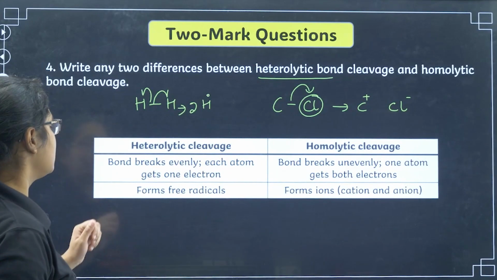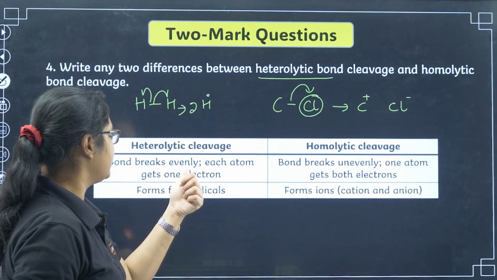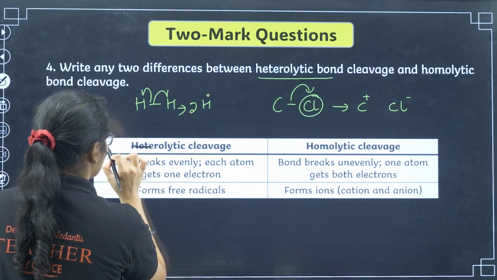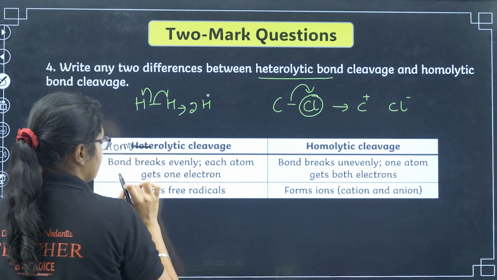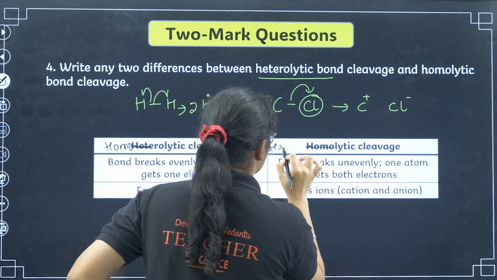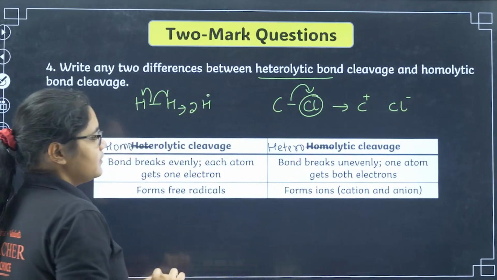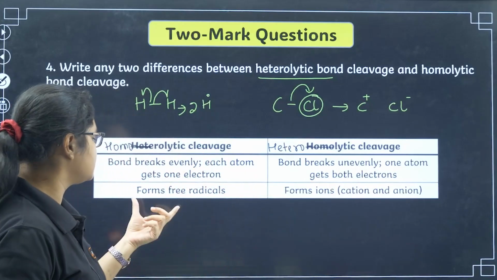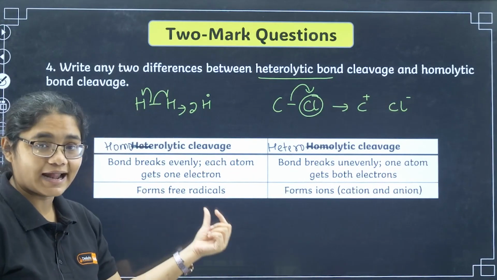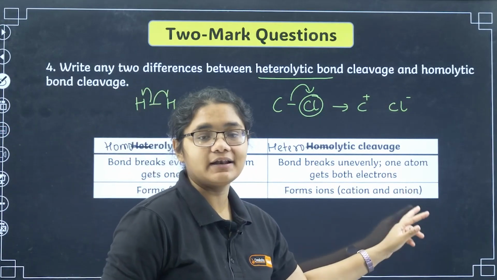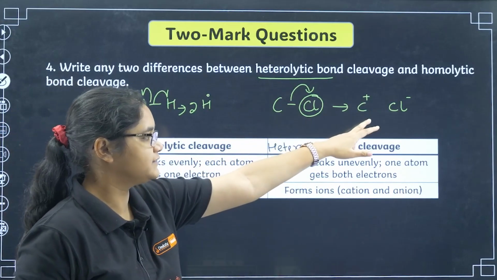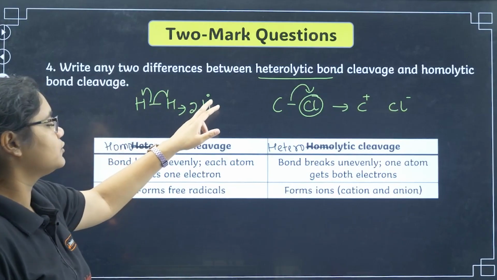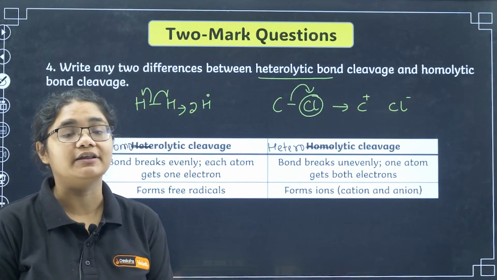Okay, so what are the points here? Bond breaks evenly, each atom gets one electron. So this is actually for homolytic, there's a small error here, and this is for heterolytic. Then bond breaks unevenly, one atom gets both the electrons. Here what is formed as a result? Homolytic forms free radicals, heterolytic forms cation and anion. So if I break like this, one cation and one anion will form. Here, since the bond breaks equally, both will get one electron and we will get free radicals.